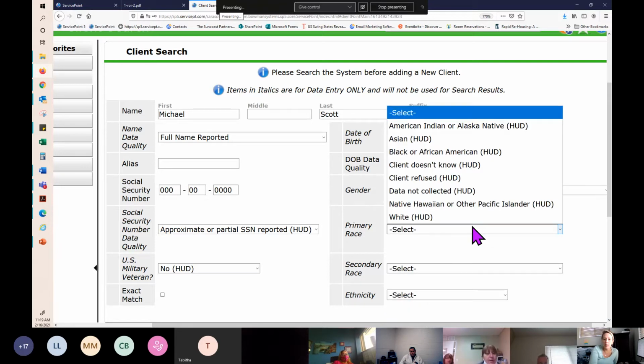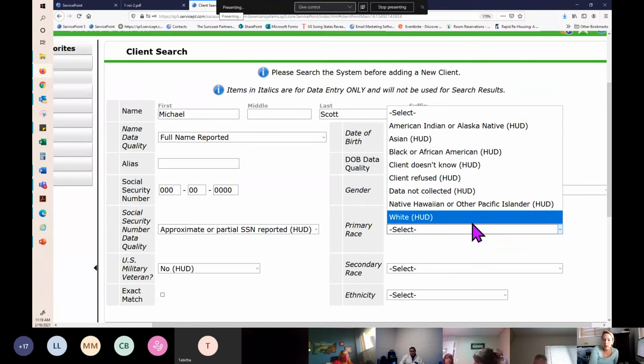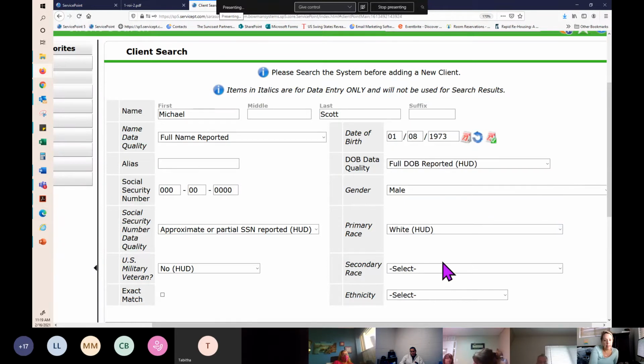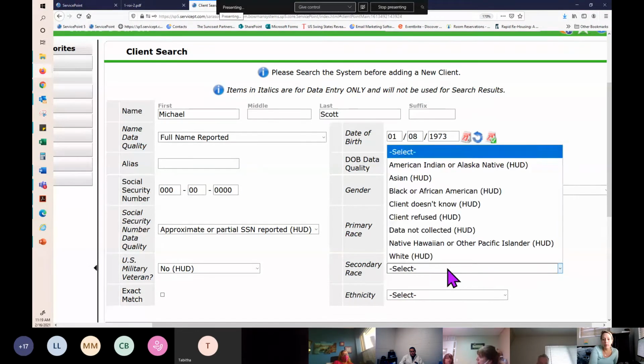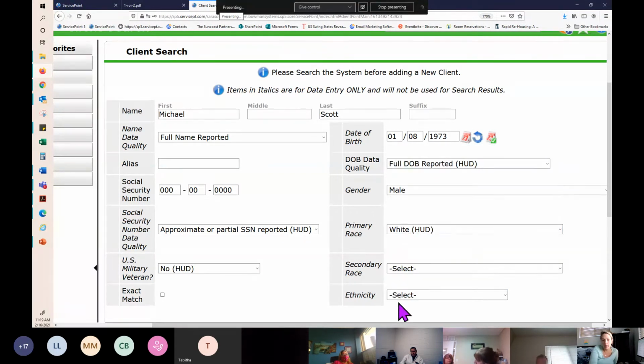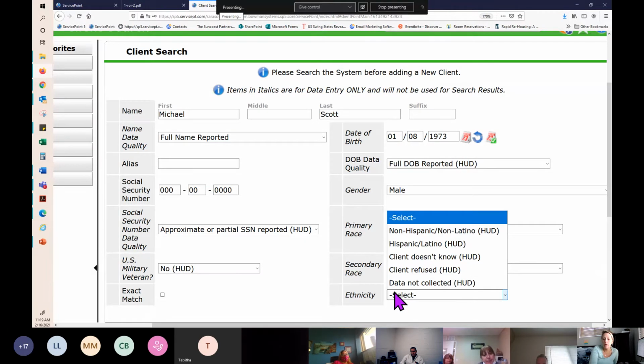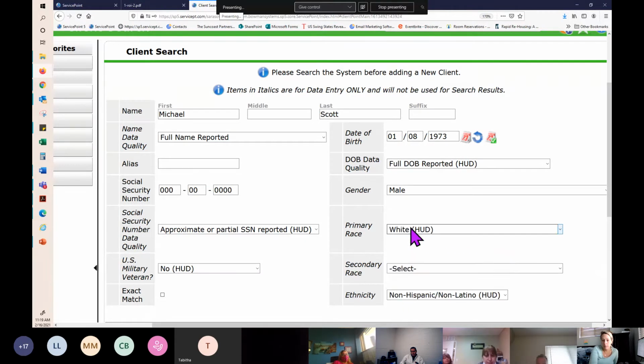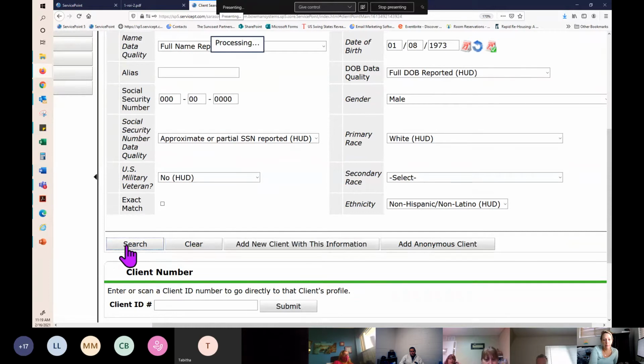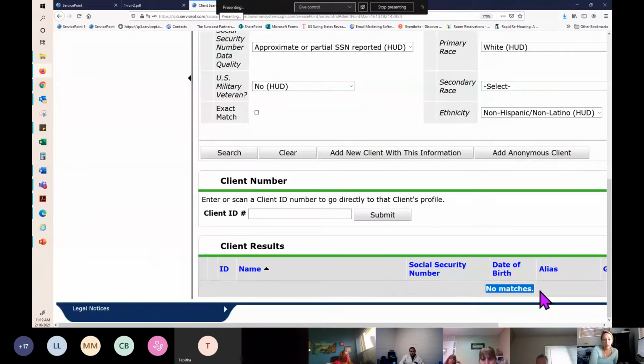His primary race is white. He does not have a secondary race. You do not have to select a secondary race. You can just leave this as select. Ethnicity, he is non-Hispanic. From here, we can search again, make sure there's no Michael Scotts, and then add new client with this information.